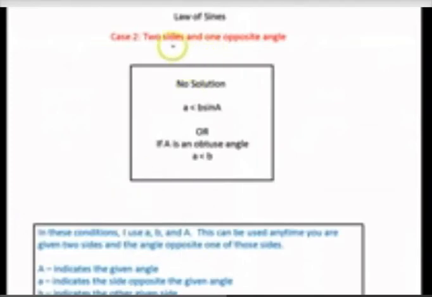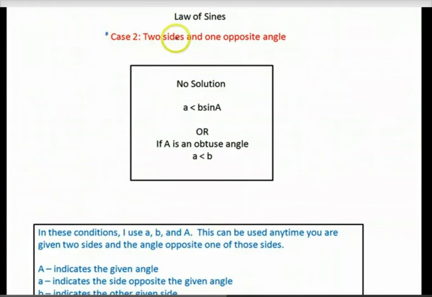Right, we're going to talk about law of sines. We're going to be working with case 2, which is called the ambiguous case, because when you're given two sides and the angle opposite one of those sides, we're not entirely sure what we're working with. If you remember from geometry, that would be the situation of side-side-angle or angle-side-side, and that was not a proof of congruent triangles.